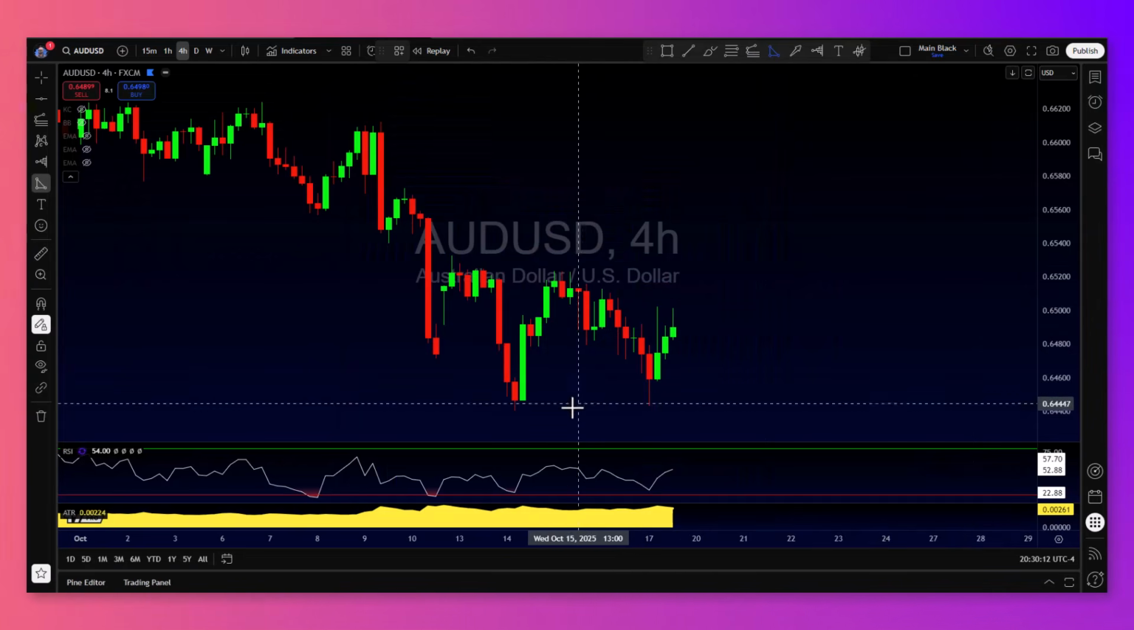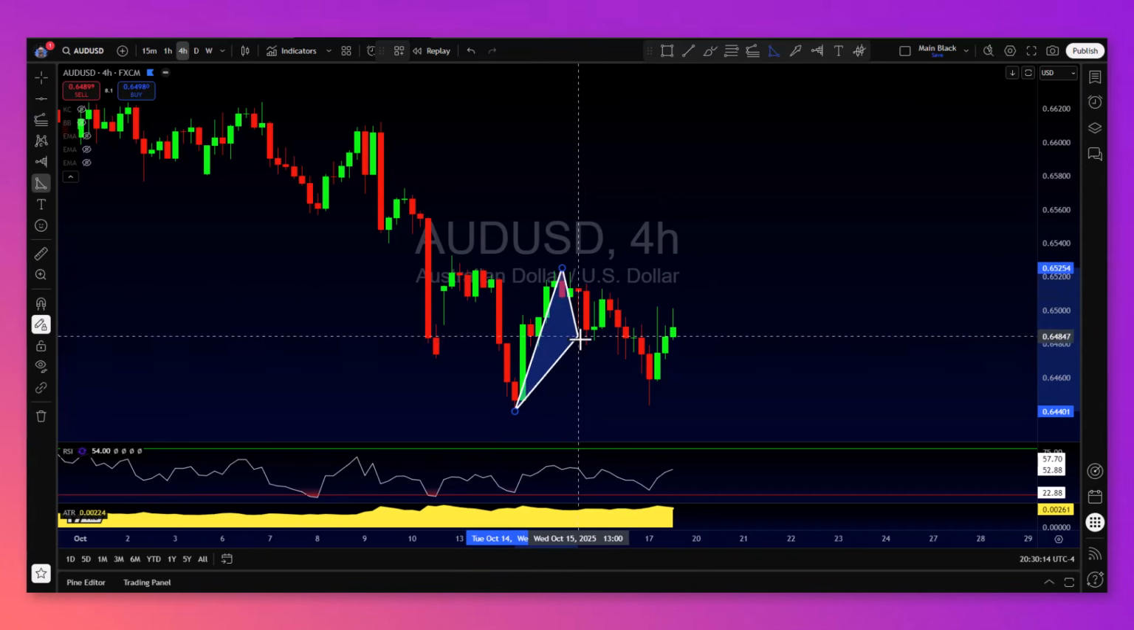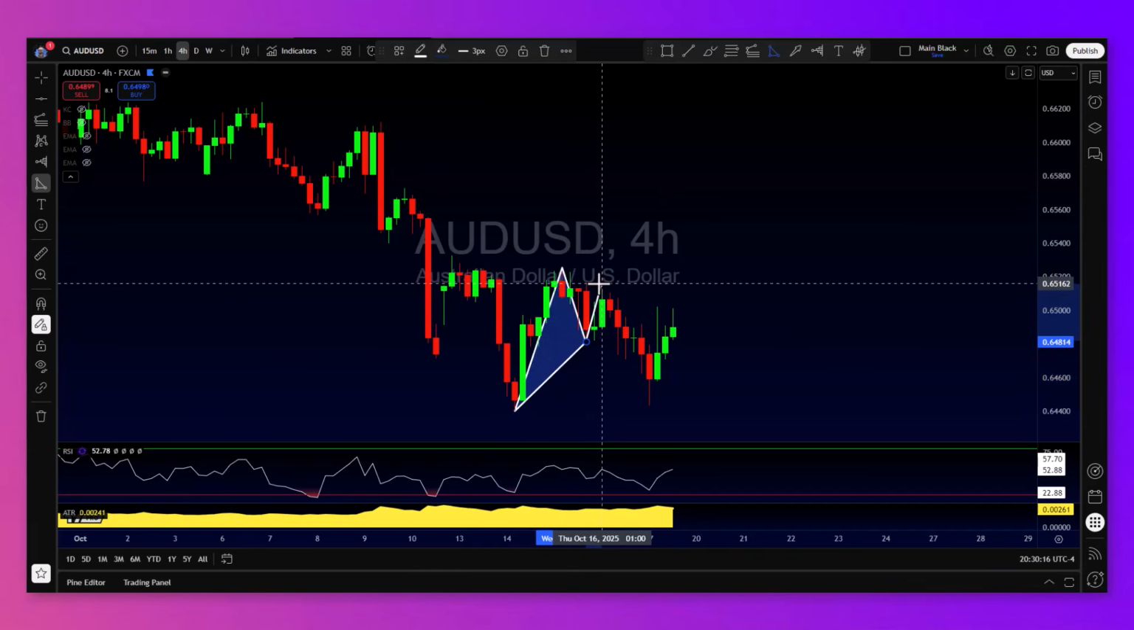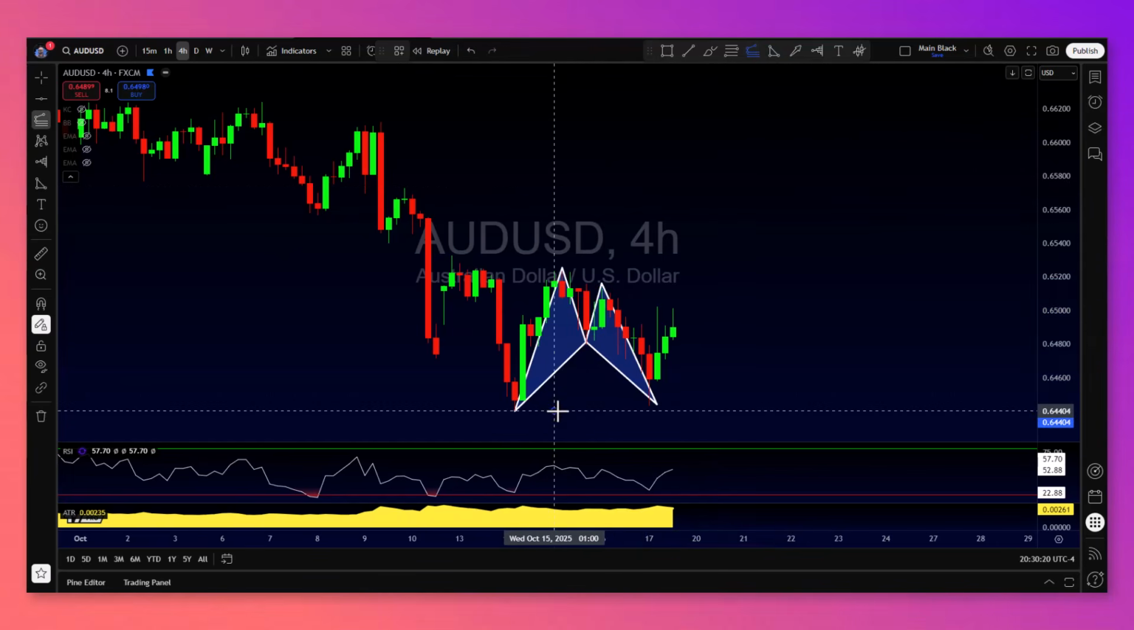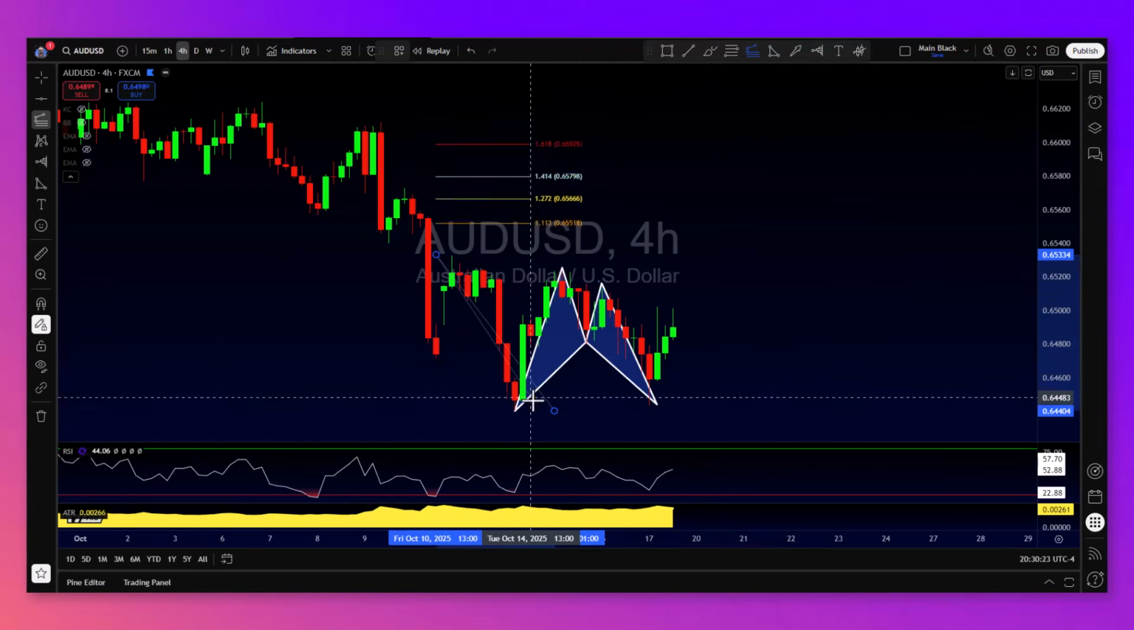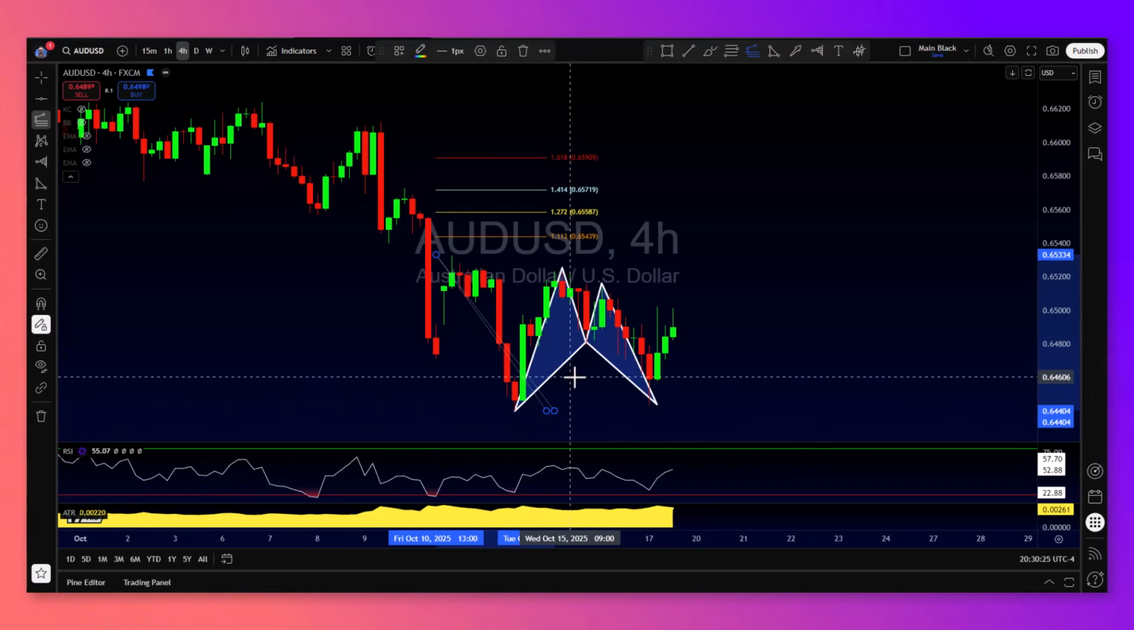Aussie dollar, another consolidative pair. You can see we had a nice bat pattern earlier in the week here. We are now converting that right into another potential butterfly pattern. Now, you guys know I'm not a big fan of the butterfly because the D completes are above the X and it's all weird with targets.